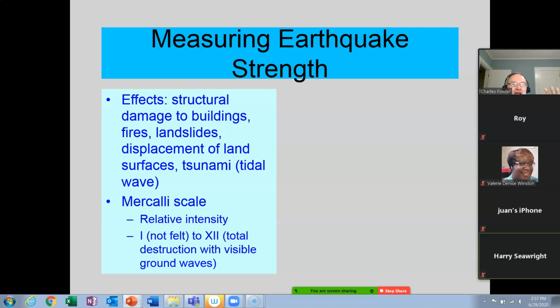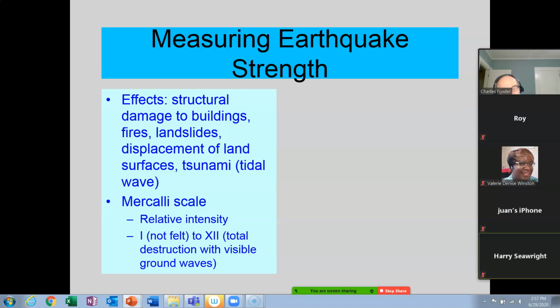Okay, we found out how to measure the size of an earthquake. That's with seismographs. How to measure the distance from an earthquake. That's using triangulation with 3 different sites, and the difference between the P and the S waves tells you how far each site is from the earthquake. Now we're going to figure out how to measure an earthquake's strength.